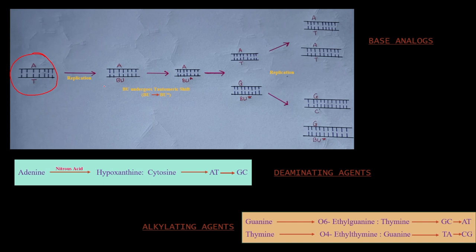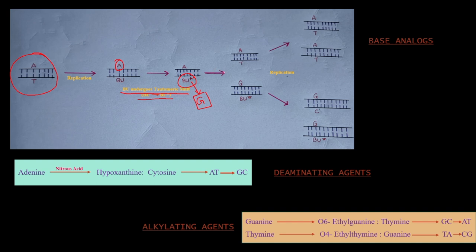Now, if there is a base mutation, for example 5-bromouracil present instead of A, and if BU undergoes a tautomeric shift, then BU is going to be converted into this form, and that is how it will have the interaction. It is going to have the affinity for G rather than A, because U should have an affinity for A, but it does not have the affinity for A, it has the affinity for G.